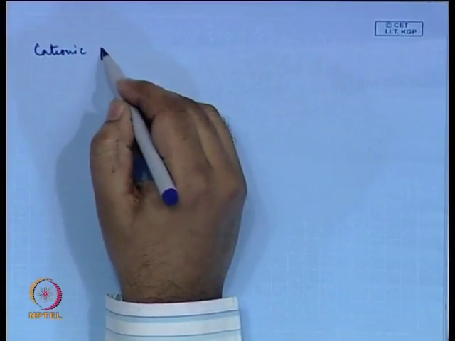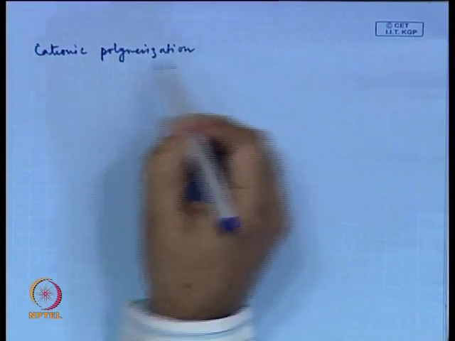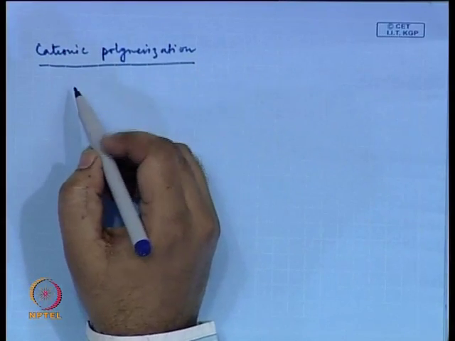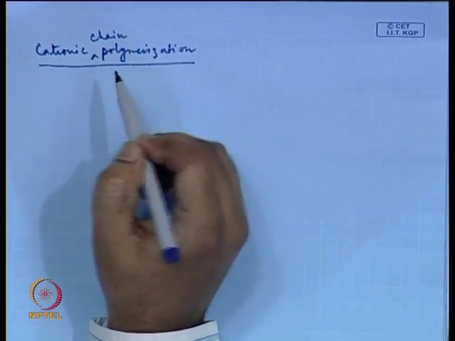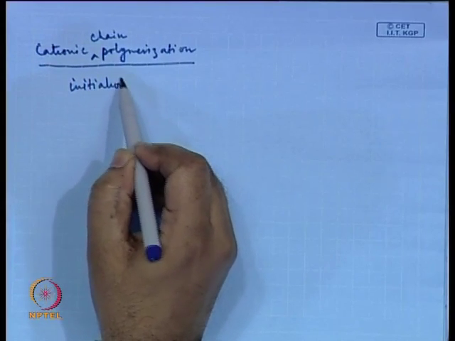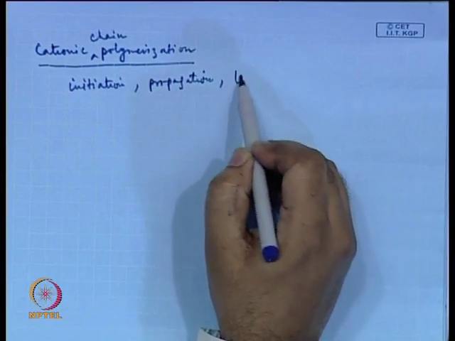So, let us now talk in detail about cationic polymerization. Like radical polymerization or any chain polymerization, this cationic chain polymerization consists of 3 steps: initiation, propagation and termination.